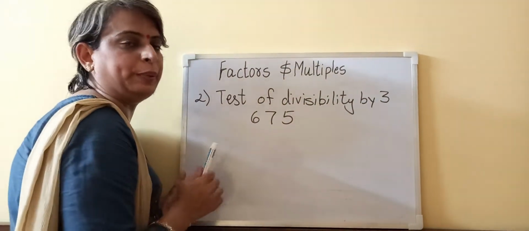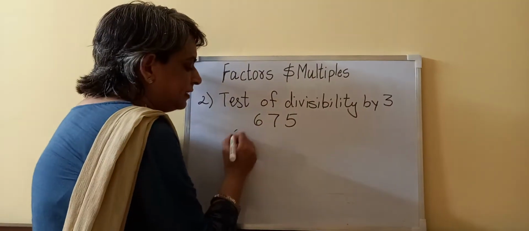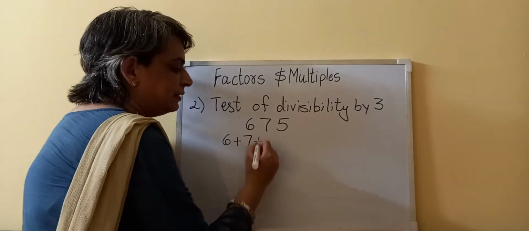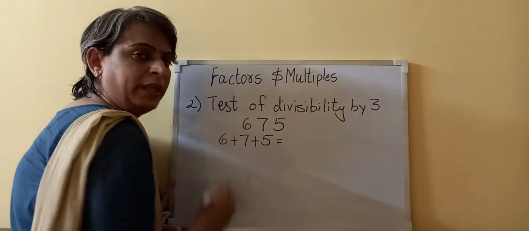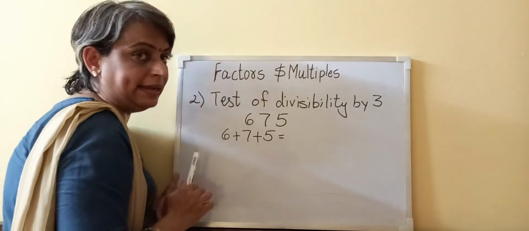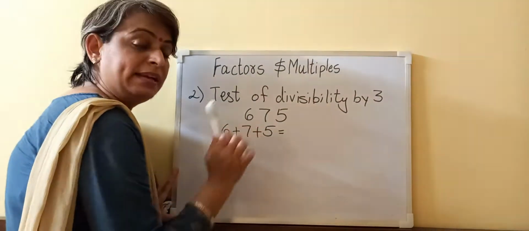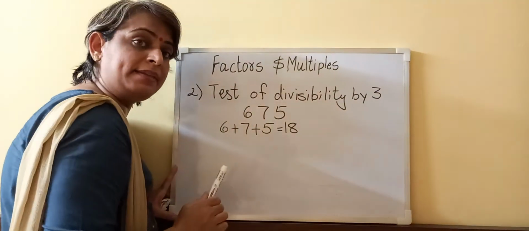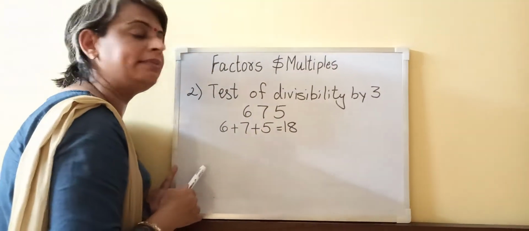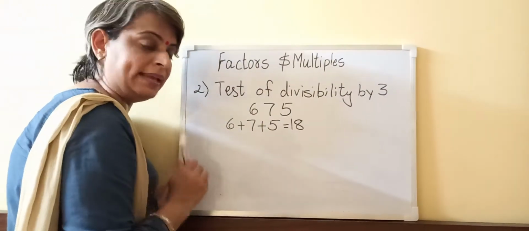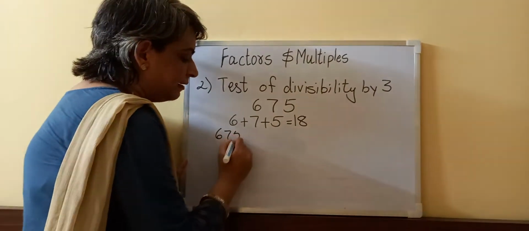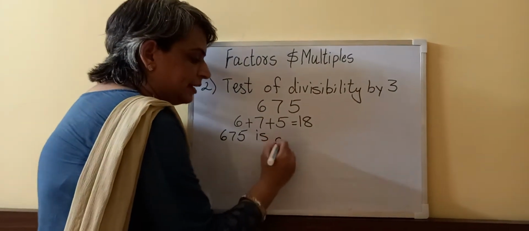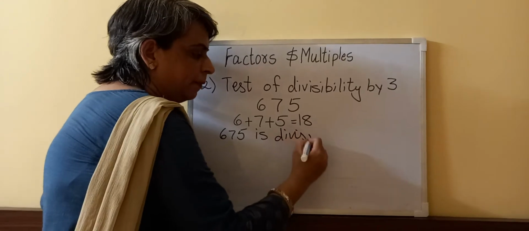So what are you going to do? You will add all the digits of the number: 6 plus 7 plus 5. What is 6 plus 7? It is 13. And what is 13 plus 5? It is 18. Is 18 in 3's table? Yes, it is in 3's table. So what does it mean? It means that 675 is divisible by 3.